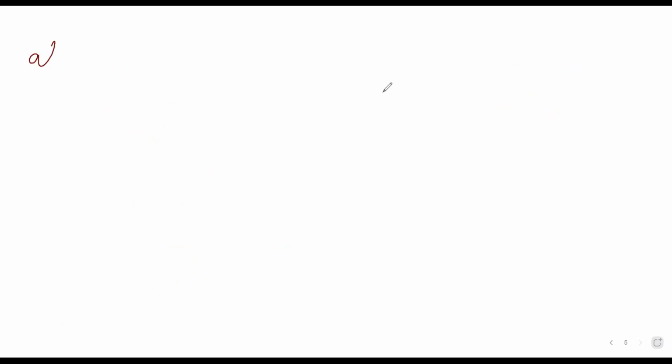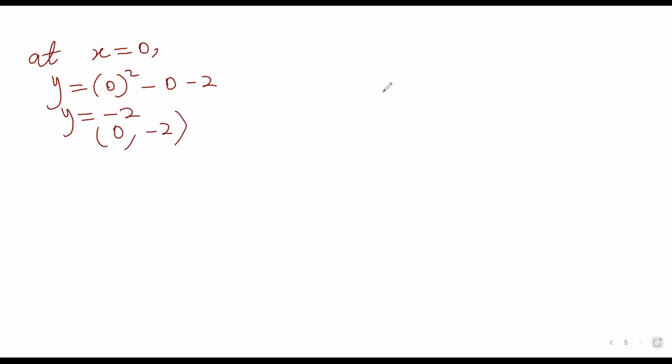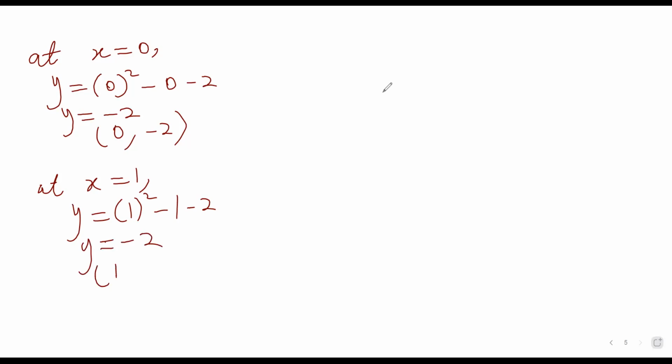So let's say at x equals 0, then what will become of our y? y becomes 0 squared minus 0 minus 2. So y equals negative 2. So we have 0, negative 2. And at x equals 1, then y becomes 1 squared minus 1 minus 2, right? So 1 minus 1, 0, then y equals negative 2. So we have 1, negative 2. You can cross-check and see if you get the same values or not. So now we have 3 points. And with 3 points, we know that we can draw the graph of the quadratic equation.